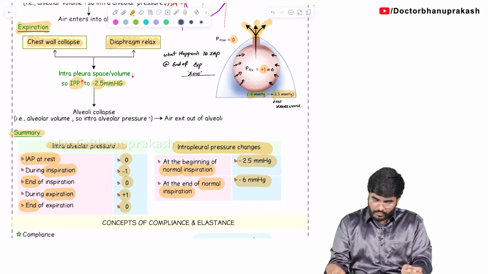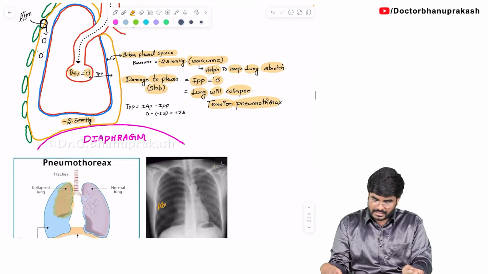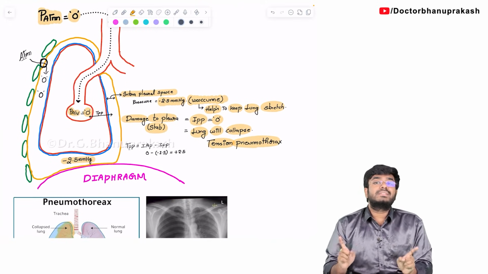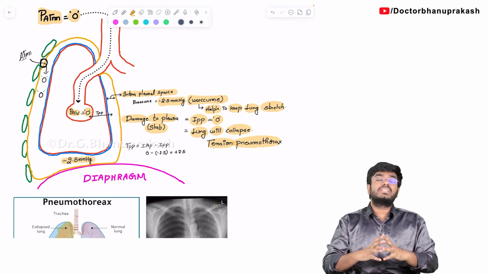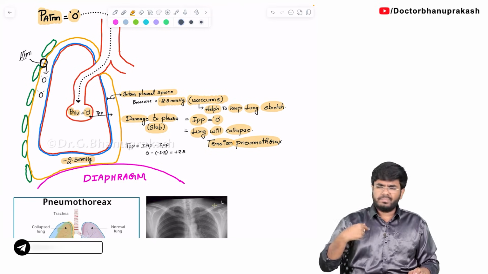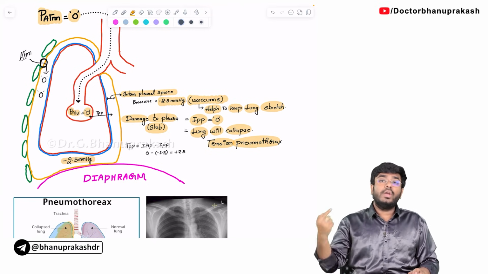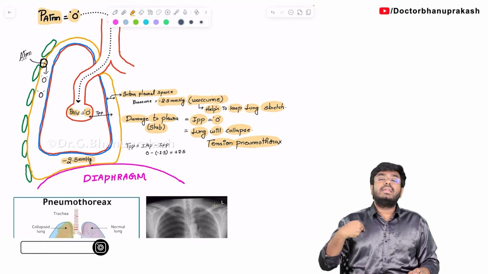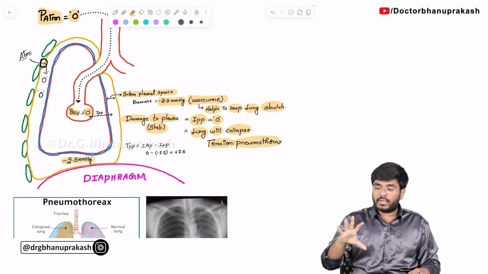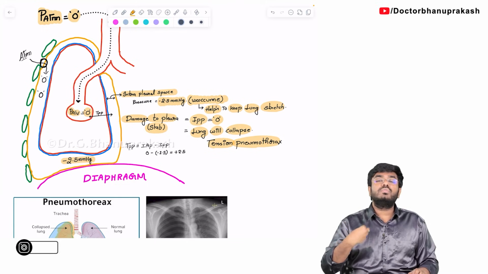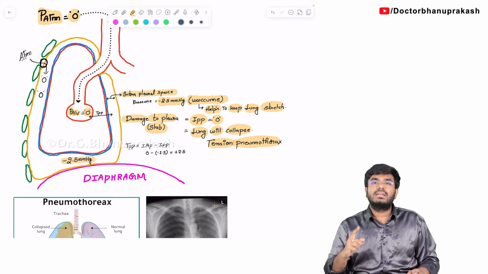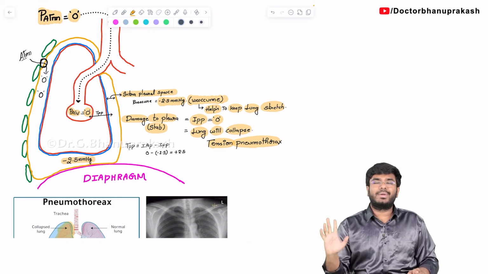So with this, we have completed the topic of mechanics of breathing, and a very important thing is that the intrapleural pressure is always negative. It is vacuum. It is trying to stretch the lung open. It is keeping our lung open. If there is any damage to our pleura, the atmospheric air will go into the intrapleural space. So the intrapleural pressure will become 0, and immediately our lungs will collapse. Once we lose our intrapleural pressure, our lungs will collapse. This condition is called pneumothorax.